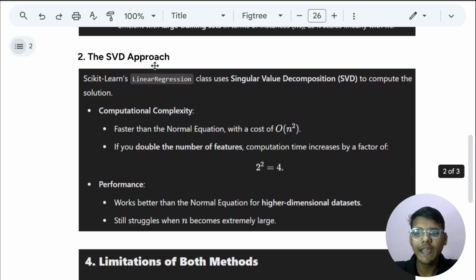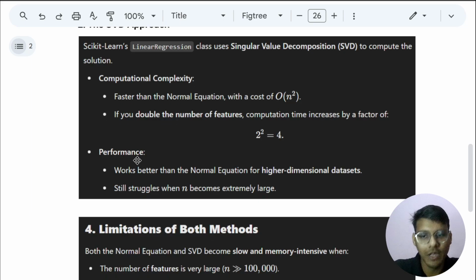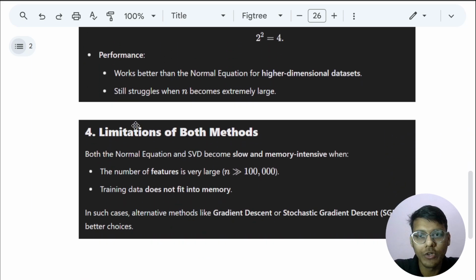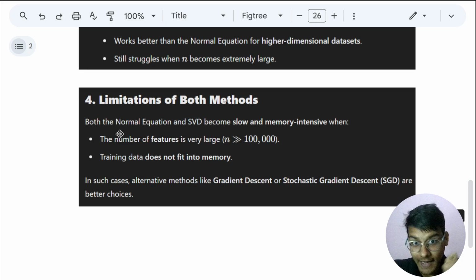Then what is the SVD approach? The SVD is faster than the normal equation, but there is still a cost, it is n square. That is also a huge cost. That's why we need some better approach. We'll see what the better approach is in the next video. It is going to be a very short video.